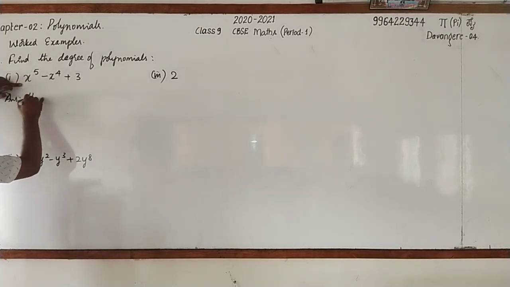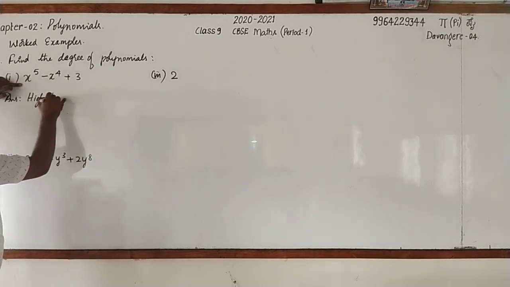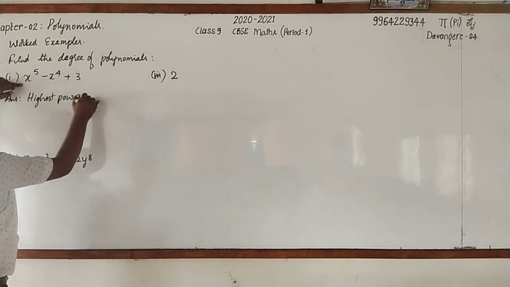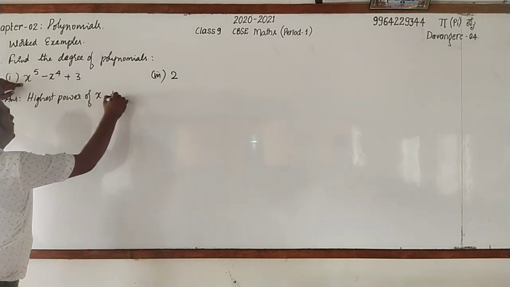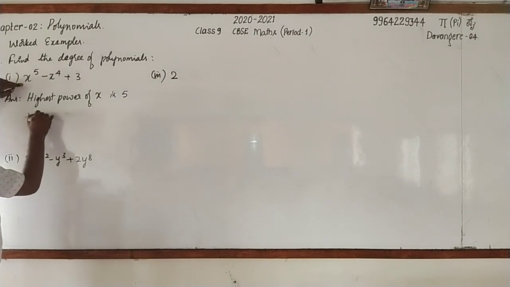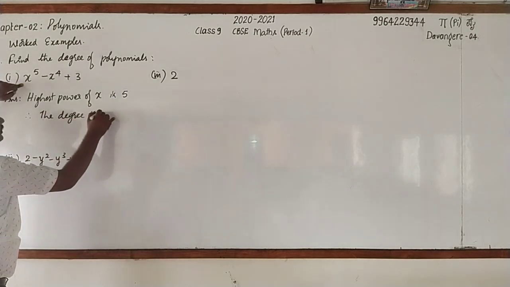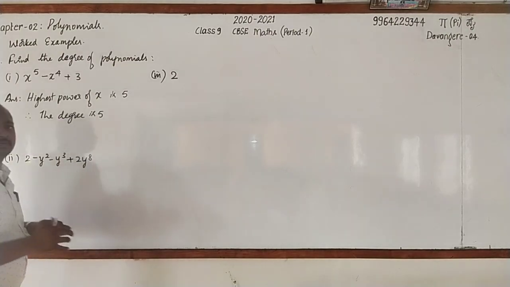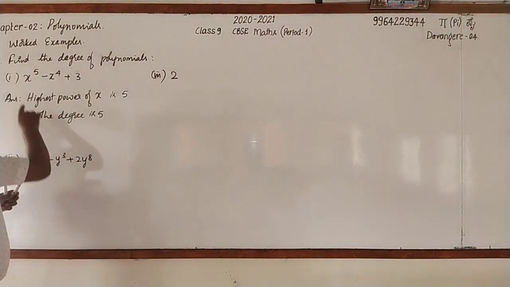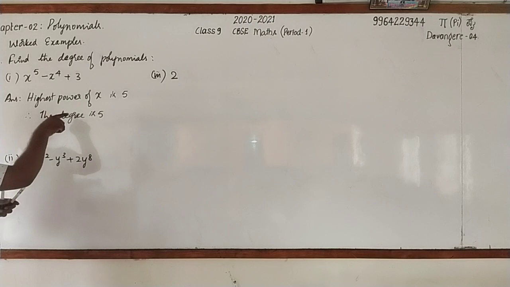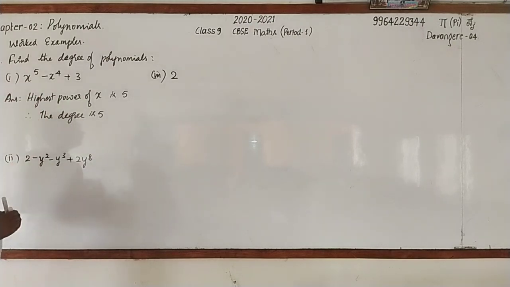Highest power of x is 5. Therefore, the degree is 5. Here they are not asked to write the degree, just find it. So how are we finding it? By identifying the variable having the highest power.